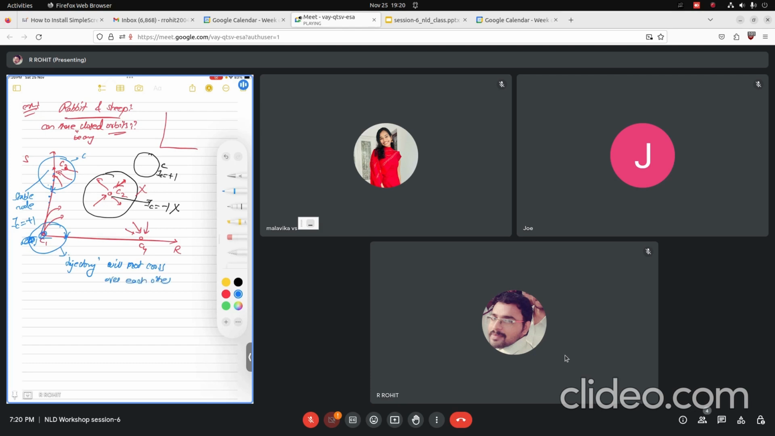This is because, as I mentioned in the previous class, if trajectories cross over each other, at this point your particle will be in a confusion state, whether to go in this route or in that route. So we say that in a 2D nonlinear dynamical system, trajectories will never cross over each other. So given that condition, C1 and C3 are also not possible.